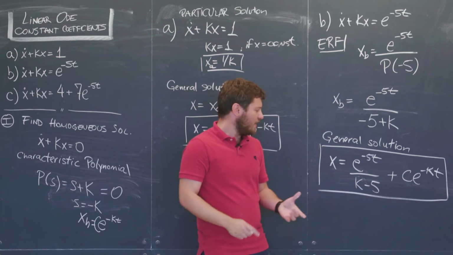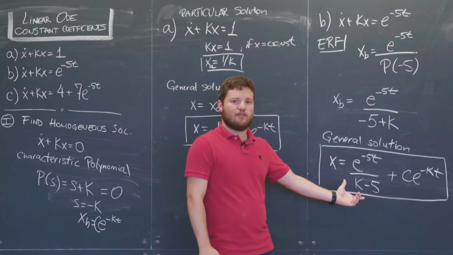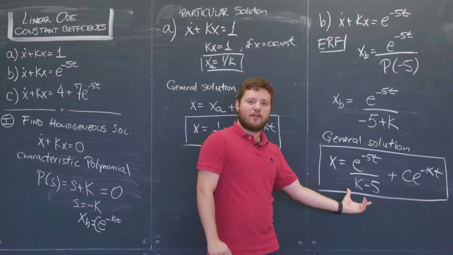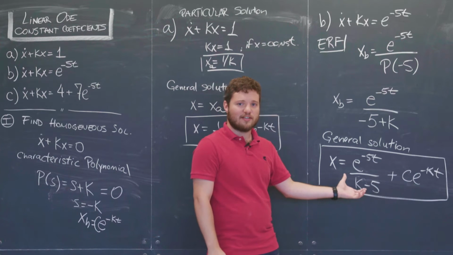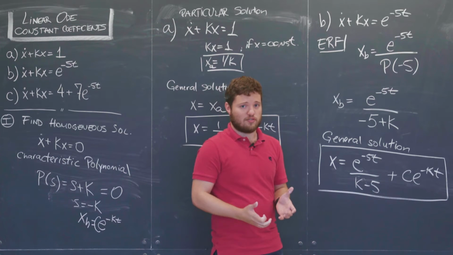Note an important thing here. What happens if k is equal to 5? Then this denominator goes to 0, and this solution is undefined. We'll need to look at another method to solve this.